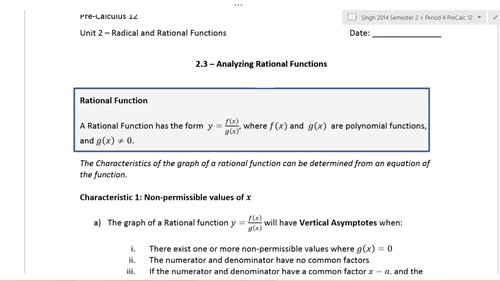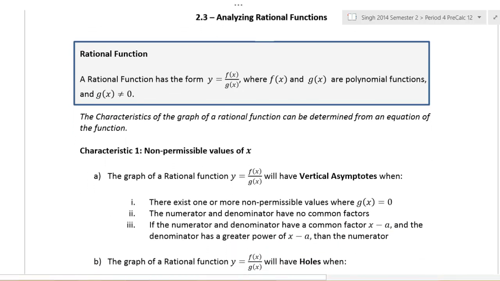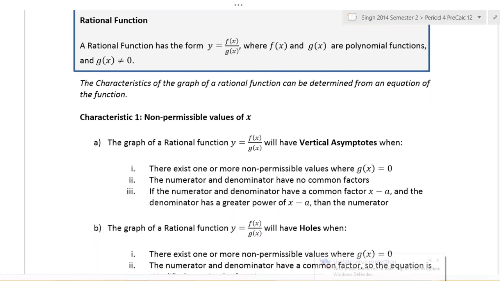One of the things we need to watch out for is to make sure that the polynomial function at the bottom does not equal 0. Okay, otherwise the function is going to be undefined. The characteristics of the graph of a rational function can be determined from an equation of the function. So our goal for today's lesson is to look at the equation of a rational function and try and determine what some of the properties of that rational function are.